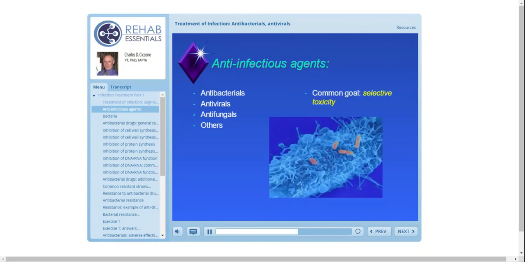And what we will see is that all of these drugs share a common goal, and that is to have selective toxicity. What that means is we'd like the chemical, the drug, to be selectively toxic to the bacterial or viral or fungal cell with minimal or no harm to the human cell. And in some cases, these drugs do that fairly well. In other cases, it's a little bit harder. But we'll always come back to this goal. Is this drug able to achieve it and to be selectively toxic to the invading organism with, again, little or no damage or harm to the human cell?